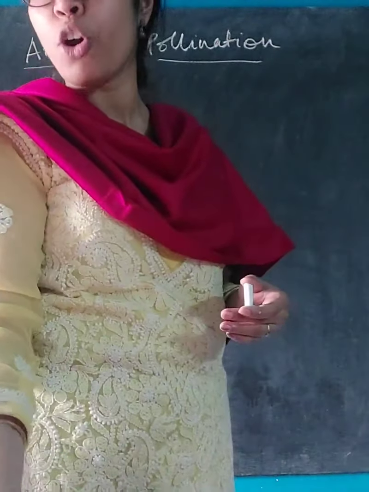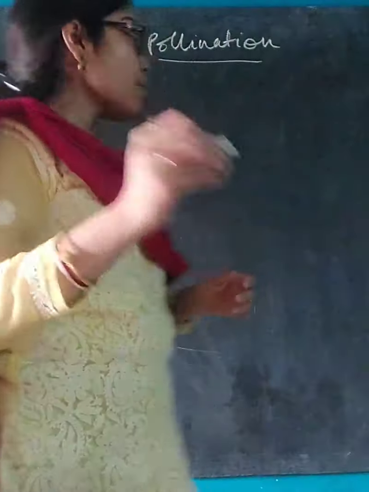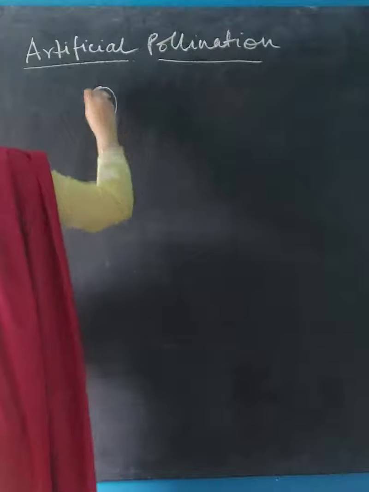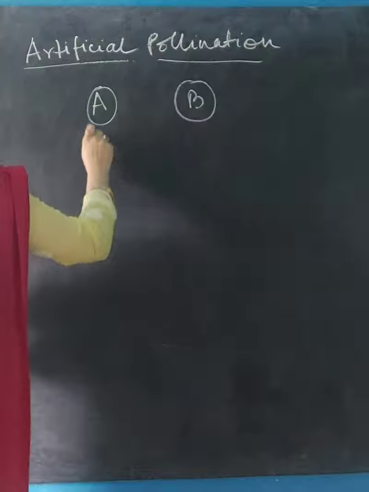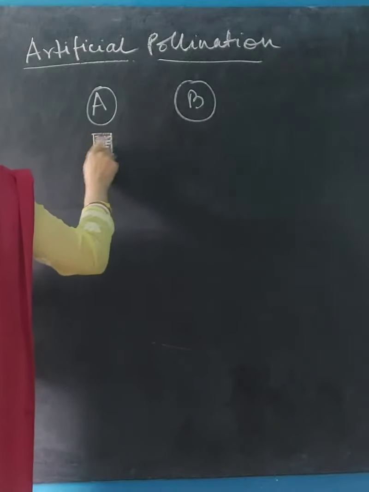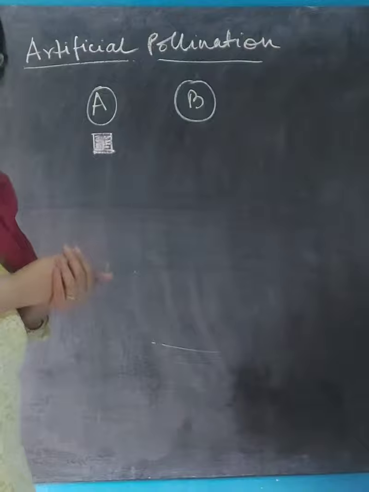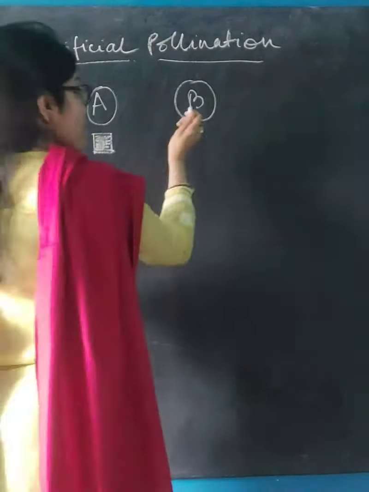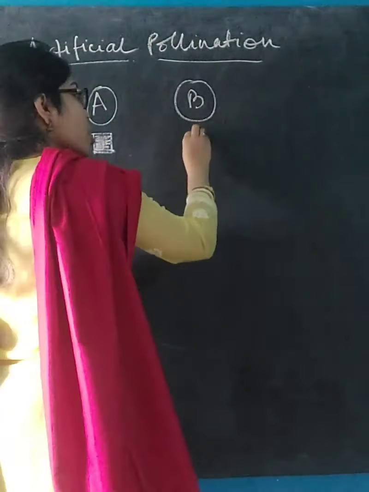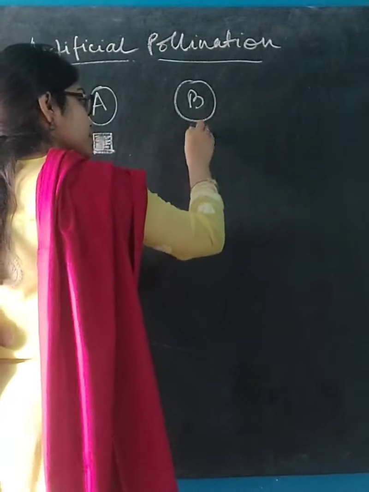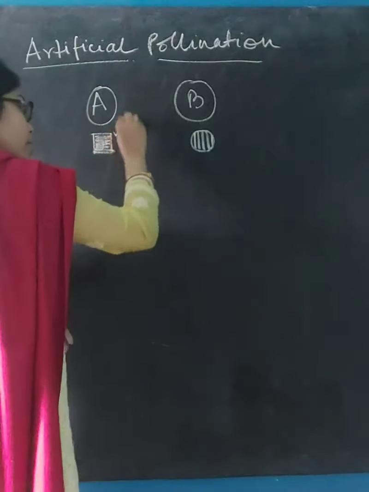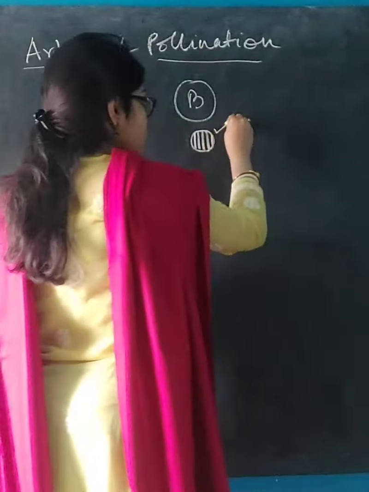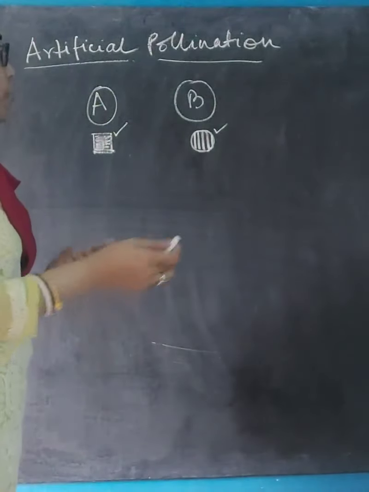Artificial pollination is performed to produce a new variety of plant with certain required characteristics. So suppose there is a plant A and there is another plant B. Plant A has certain good characteristics in it. I am not mentioning what good characteristics. Plant B has certain other good characteristics in it. So this is the good characteristic of plant A, and this is the desired characteristic of plant B.